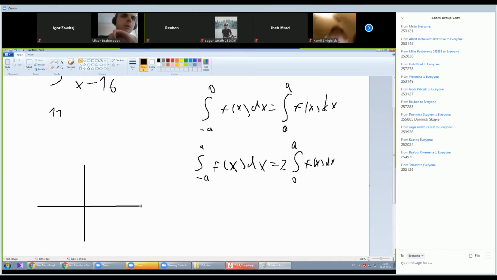So remember, the graph of the odd function is symmetric around zero, so it's point symmetric. So the graph of an even function is symmetric with respect to the y-axis, but for the odd function, it is symmetric around the origin. And then the integral. So, for example, you compute the integral, okay, so let's say in this case from here to here, right?